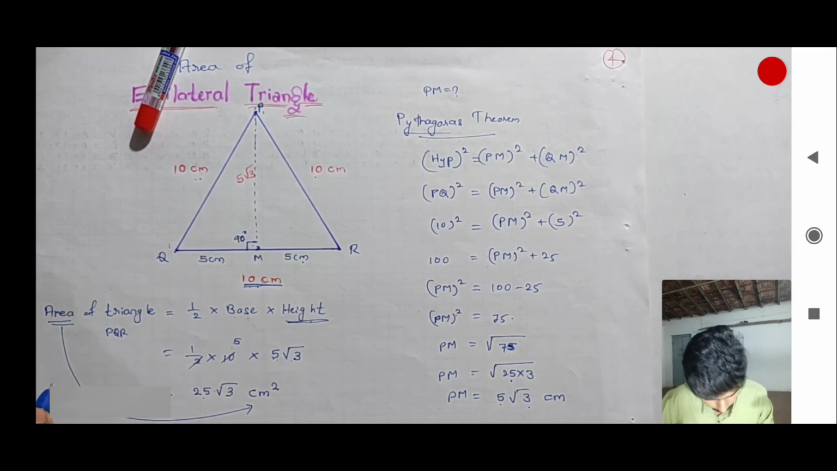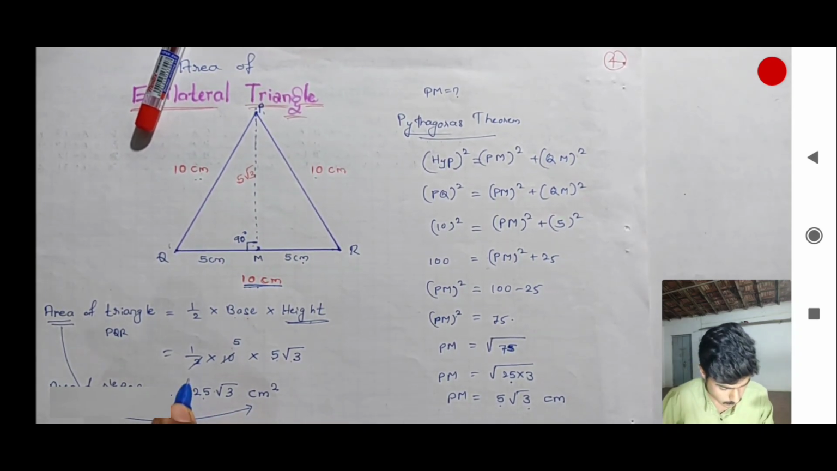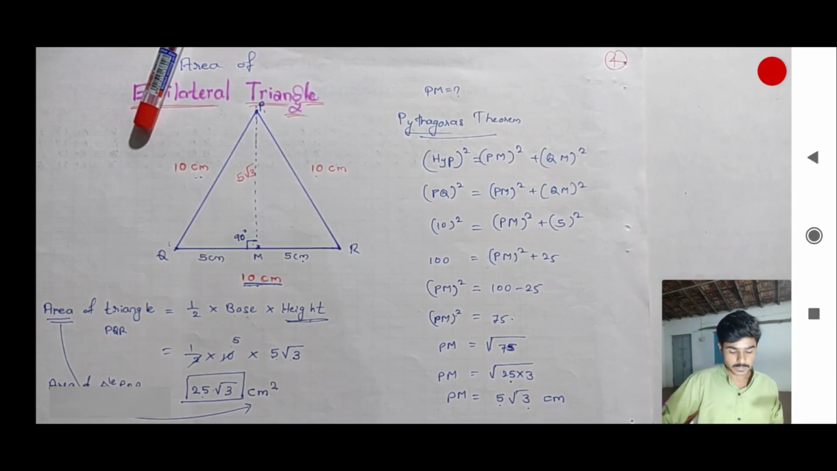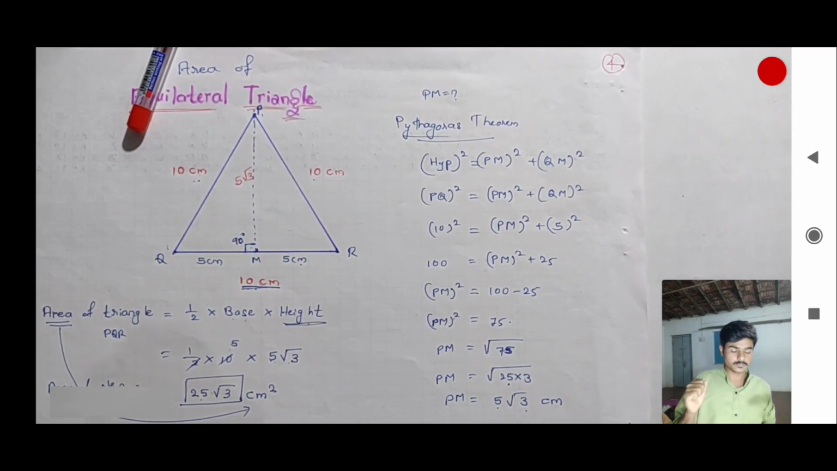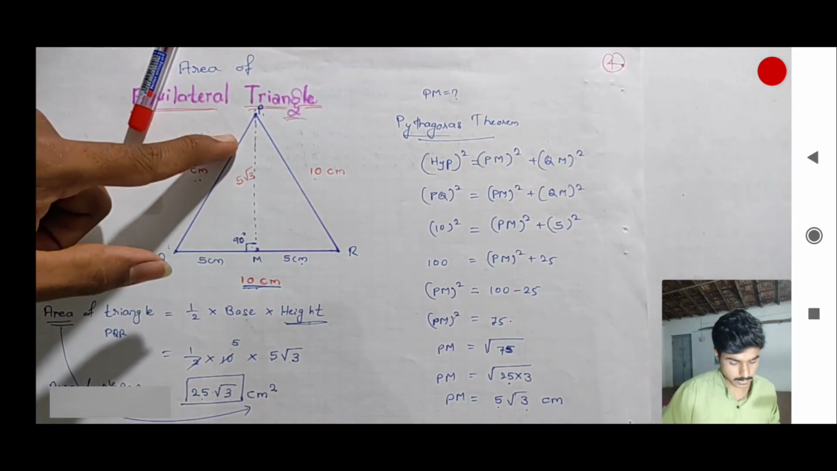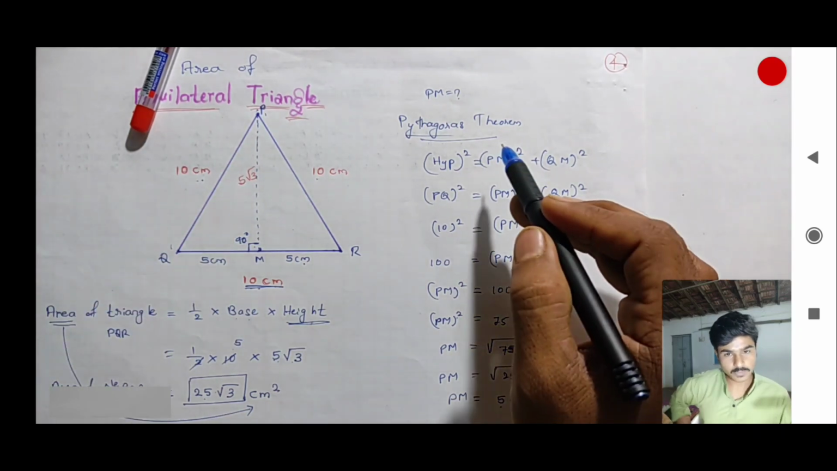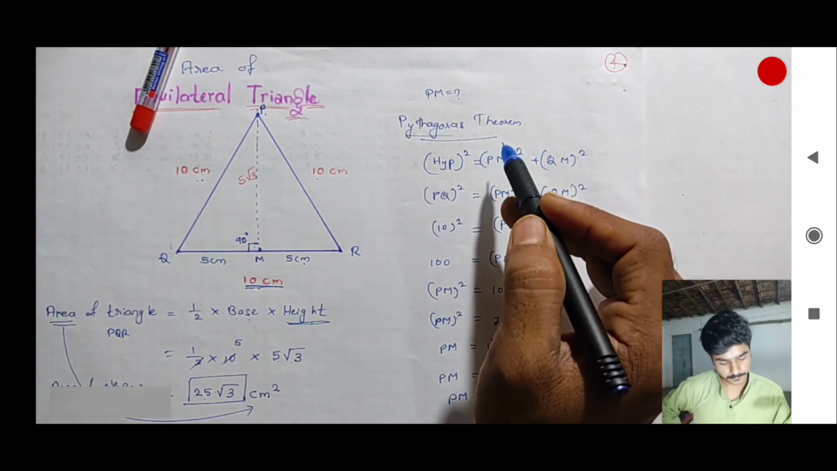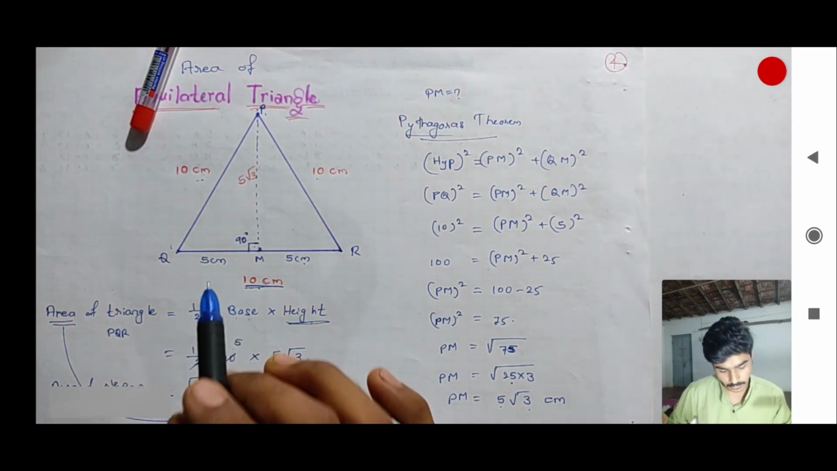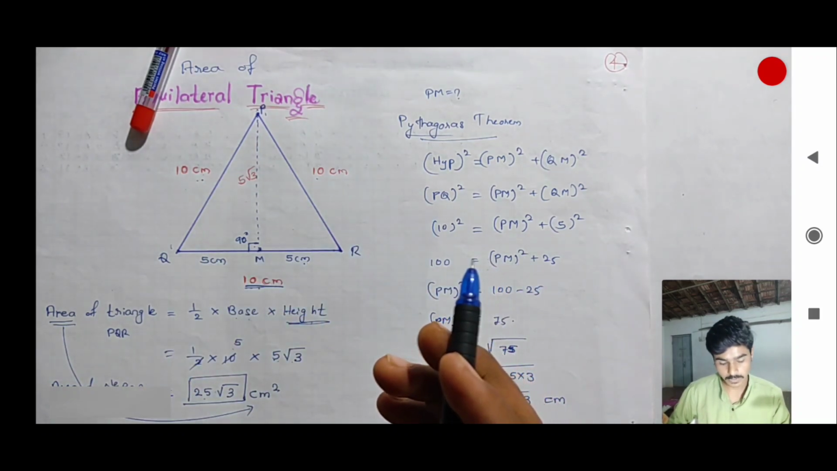Okay, area of triangle PQR will be 25 root 3. But one thing you need to observe here is that we didn't know the height. So in order to find the height, we took the help of Pythagoras theorem. If you don't know the height, we need to take the help of Pythagoras theorem.